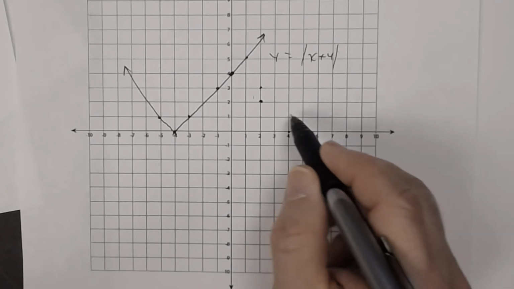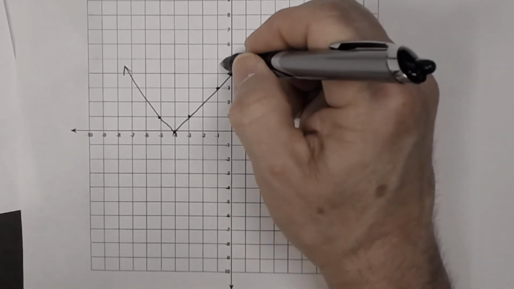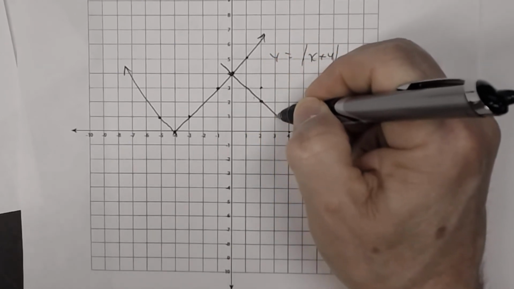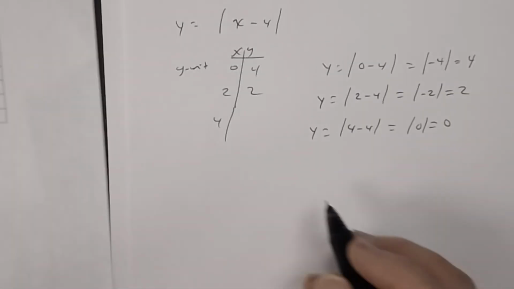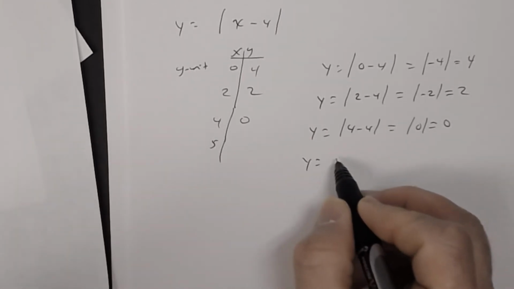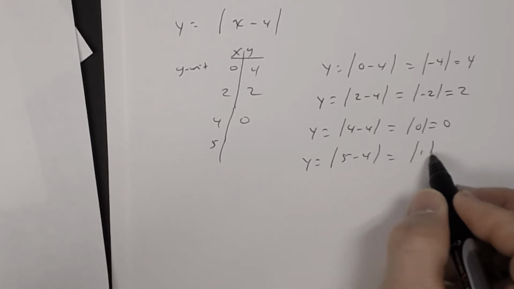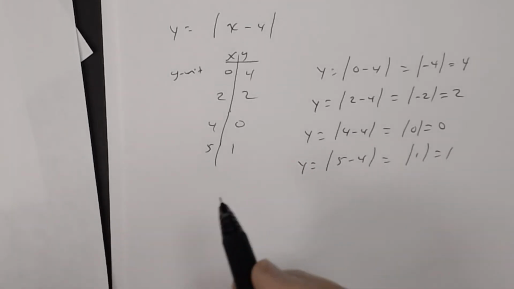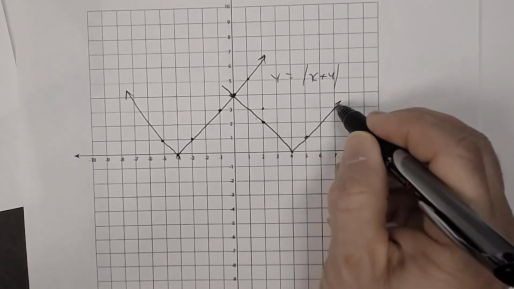And then you think it'll do this, right? Okay, let's see. Let's do 5. So if x is 5, I get y equals the absolute value of 5 minus 4. 5 minus 4 is 1. Absolute value of 1 is 1. And so we get 5, 1, which is here. And so there's the graph.